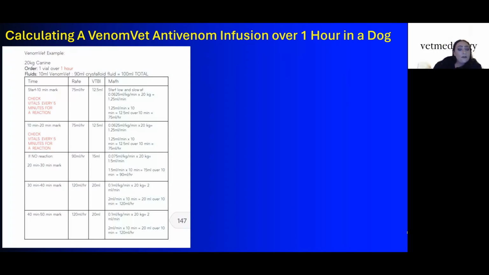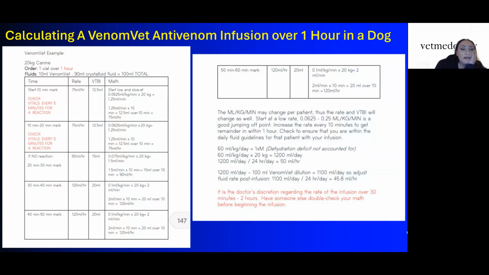For 1 vial over 1 hour, we are going to take the 10 mils of VenomVet into 90 mils of crystalloid fluid for 100 mils total. It's just like a blood transfusion, basically. It's basically in 10-minute increments for 60 minutes, and you're going to be doing vitals checks every 5 minutes until the 20-minute mark to ensure that there's no reaction.